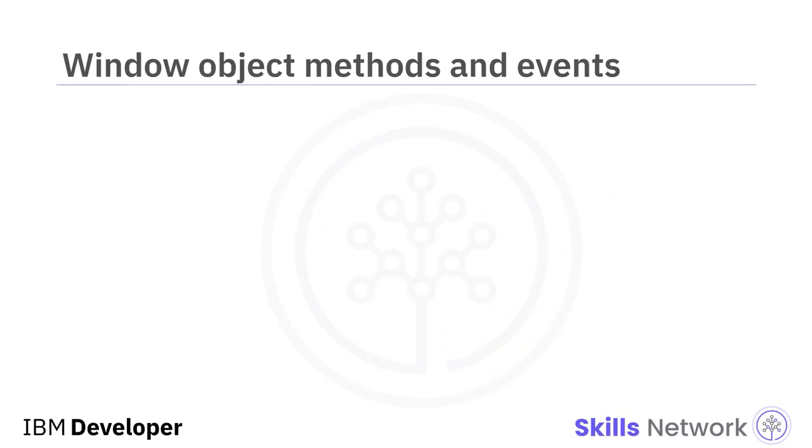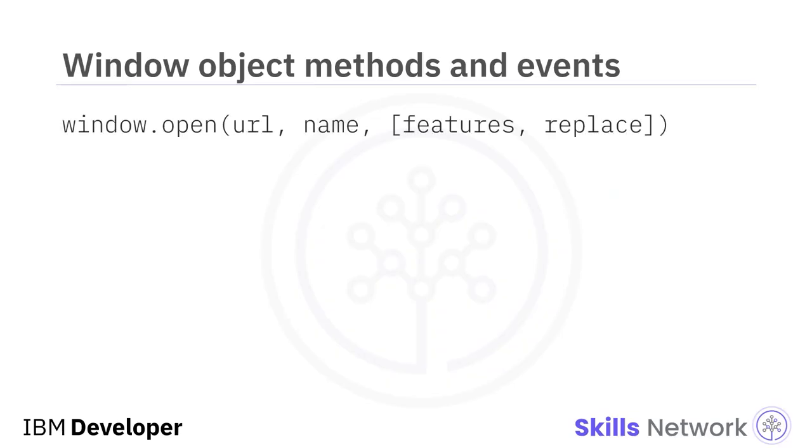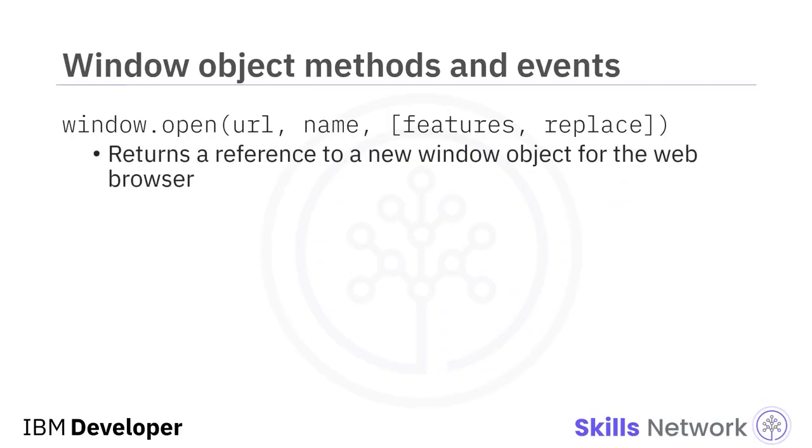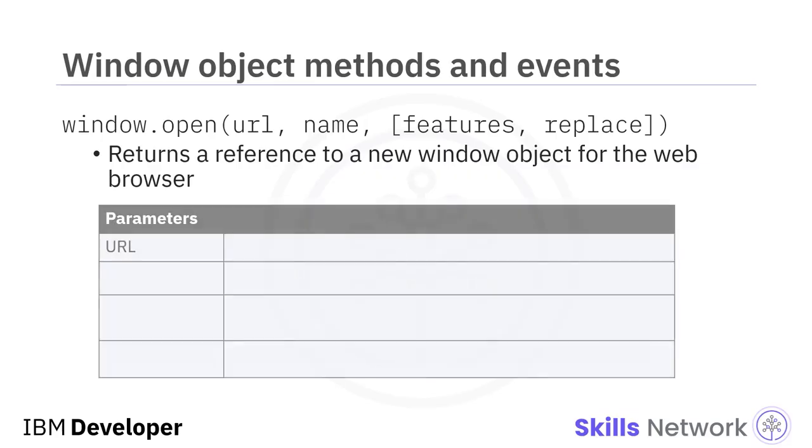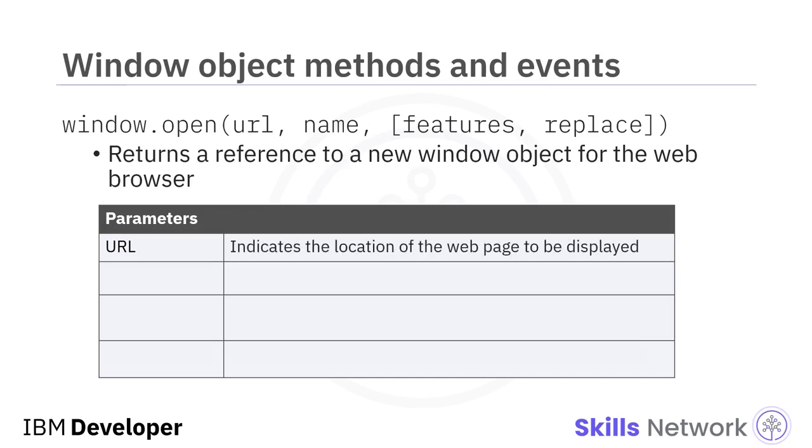Here are some window object functions and events. To open a new browser window, use the window.open function. This method returns a reference to the new window object. You can use this reference later to close the window, with the reference name followed by the close function. The parameters of the window.open function are URL, a string that indicates the location of the web page to be displayed in the new window.